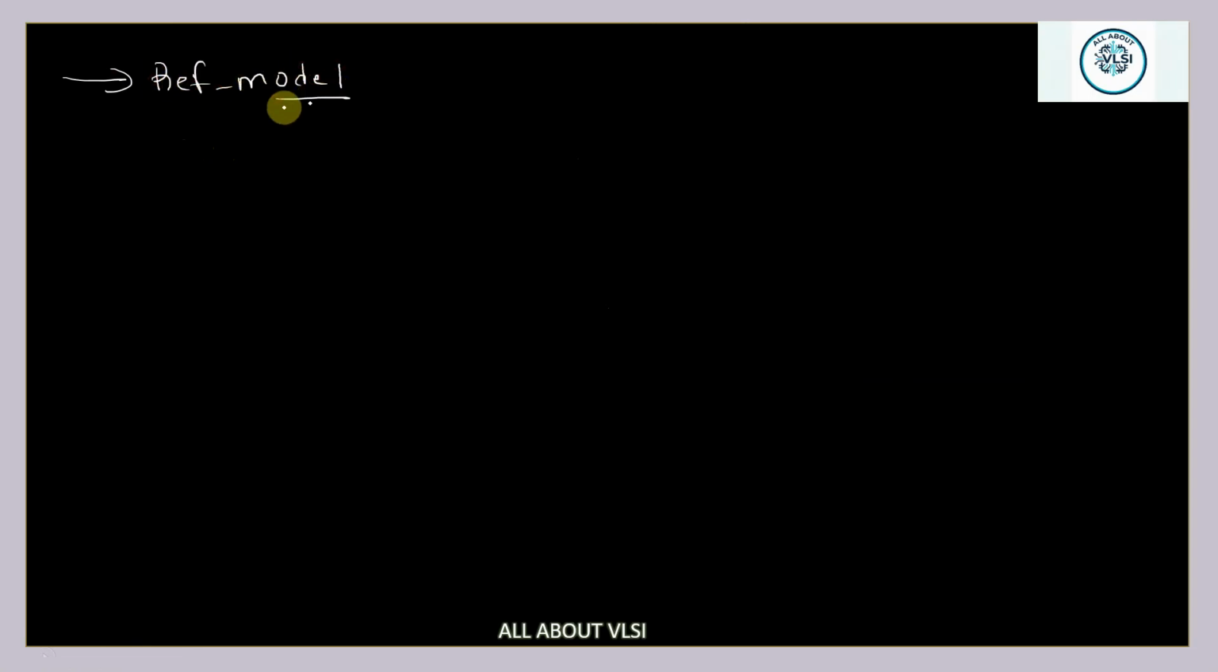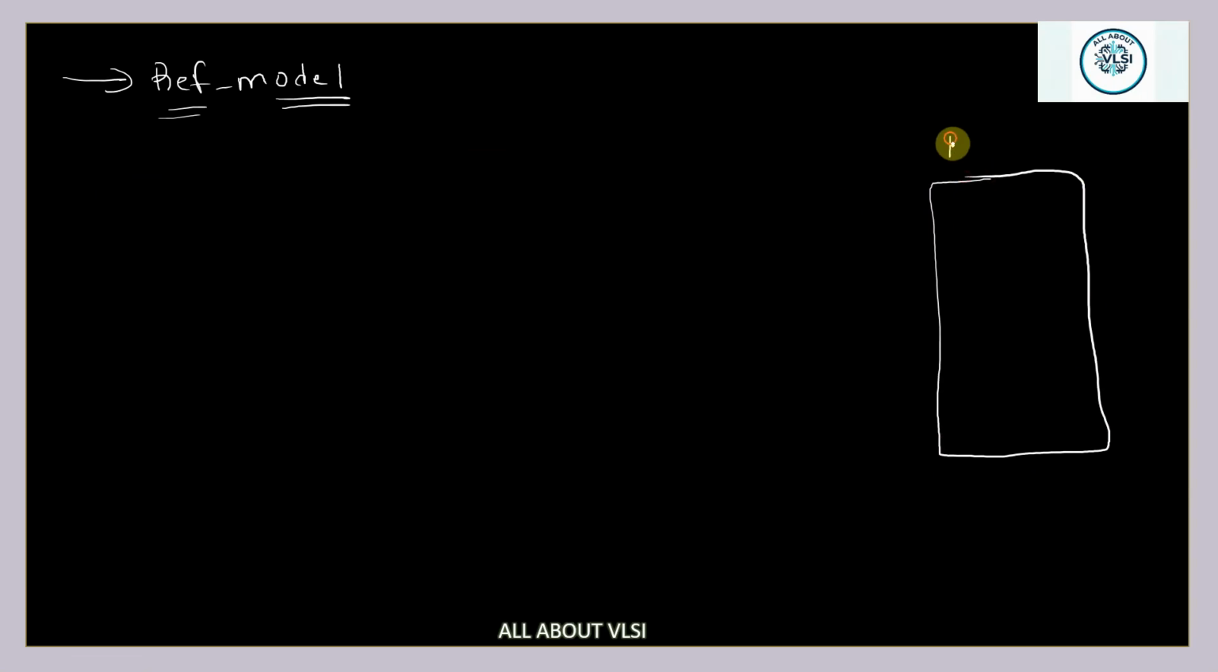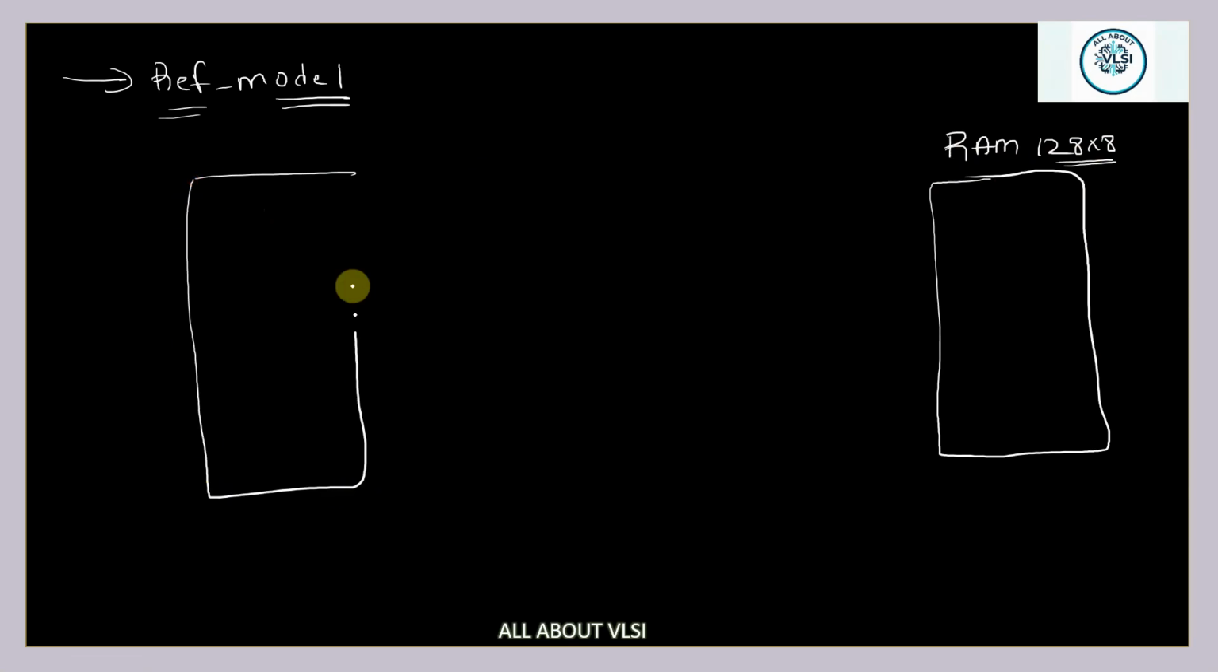Now, what do I mean by reference model? A reference model is going to act just like your design, whatever design you're going to have. That particular design you're going to replicate using the reference model. So let's say your DUT is a RAM, which is basically 128 cross 8 memory locations. The same thing you're going to implement using the reference model, where you're going to have 128 locations and each location is going to have 8 bits.